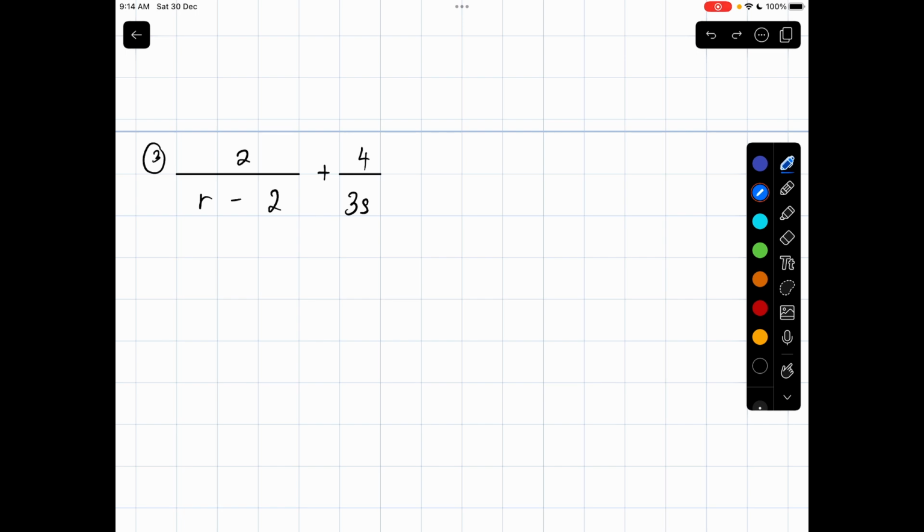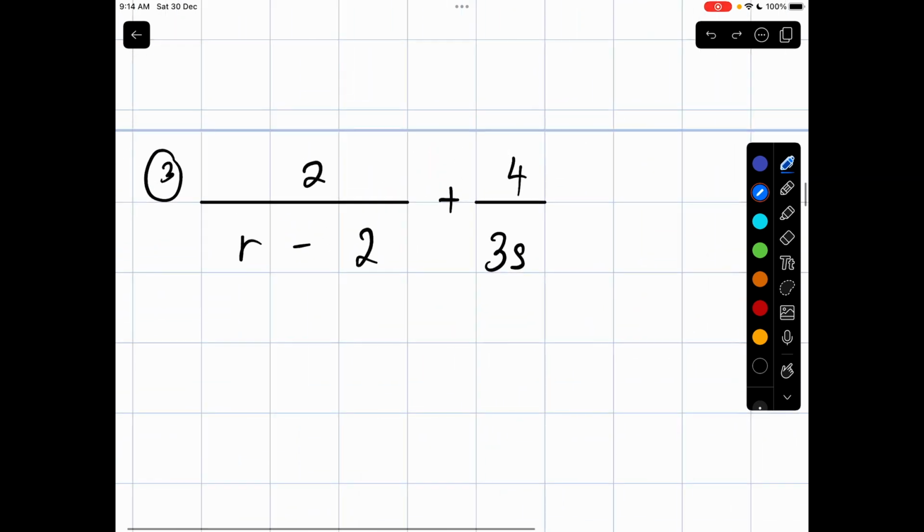And let's begin. So now we are again presented with a fraction question where we have 2 over r minus 2 plus 4 over 3s. The same rule applies. Equalize the denominator in a fraction question in order to combine both fractions into one singular fraction for you to conduct any addition or subtraction. Alright, so here we have r minus 2 and 3s. The simplest way to equalize it is just times both of them by each other.